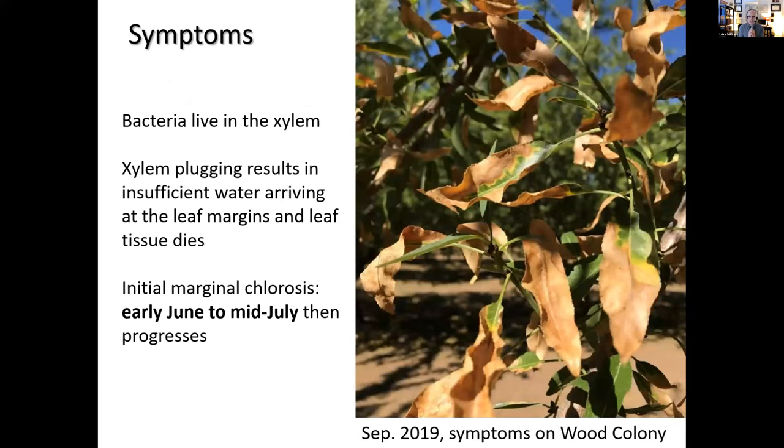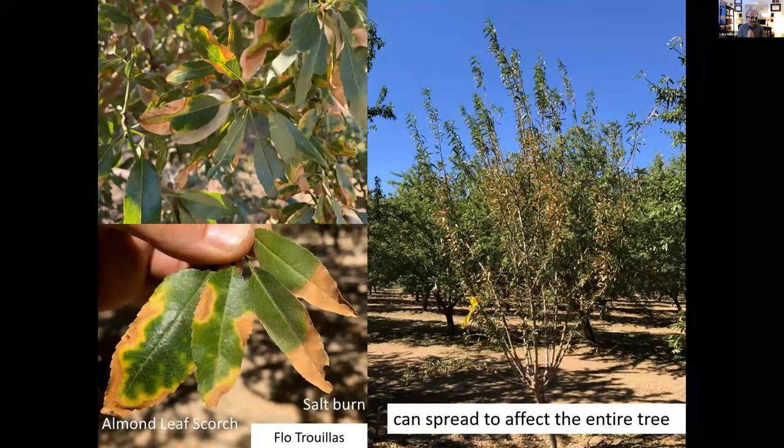So this is a disease problem because the bacteria that are vectored from these insects live in the xylem and they can spread throughout the xylem. And you see the symptoms when the xylem gets plugged up, when those water conducting vessels get plugged up, and it results in insufficient water arriving to those leaf margins. And so that's why you see necrosis, dead tissue along the margins of the leaves here. So you'll often see this in early June to mid-July, but then it can spread really quickly. So this is September, and by then the leaves are pretty fried. In terms of other notes on identification, it's really important to distinguish this from other things that could be causing chlorosis and necrosis of our leaves.